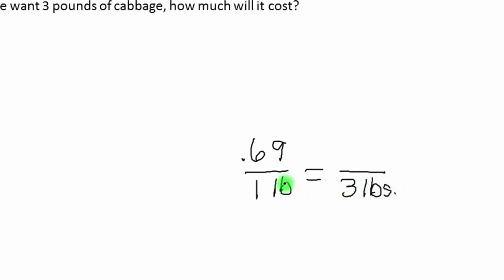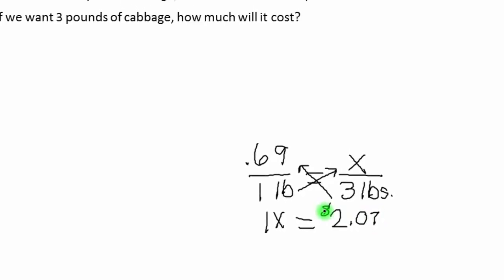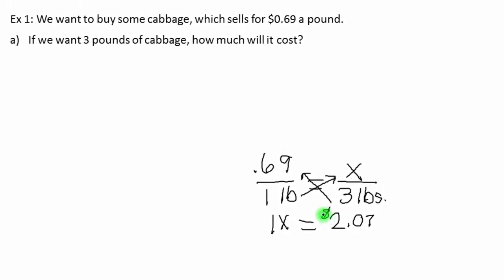In order to find the answer, we can do cross products. So 1 times x is just 1x. And if we multiply 3 times 0.69, we return an answer of 2.07. And that is the price of the cabbage for 3 pounds.